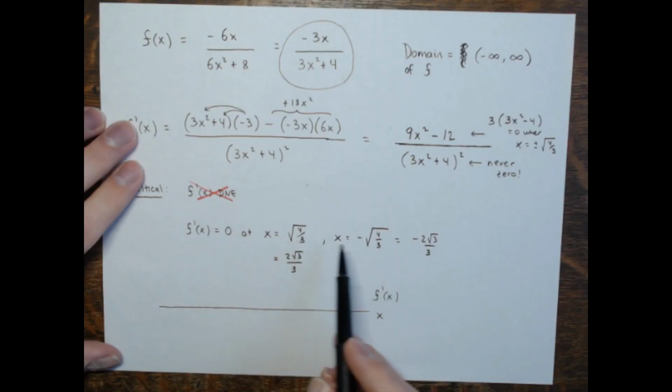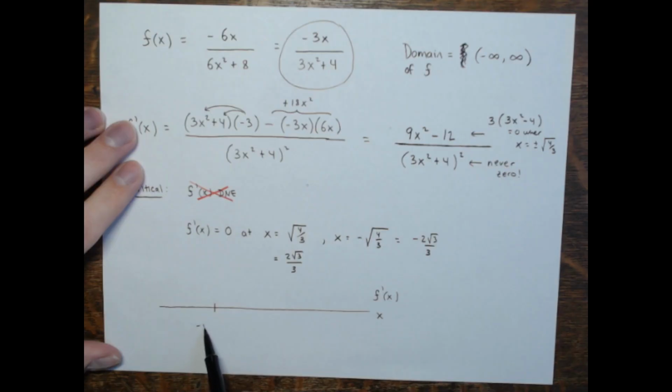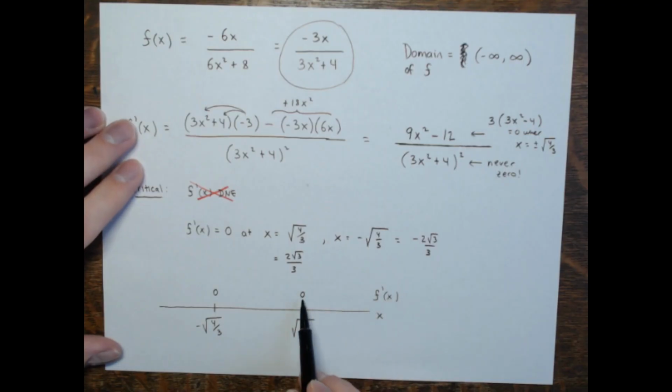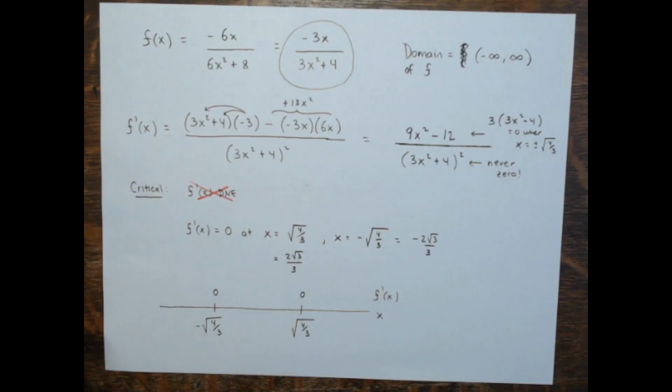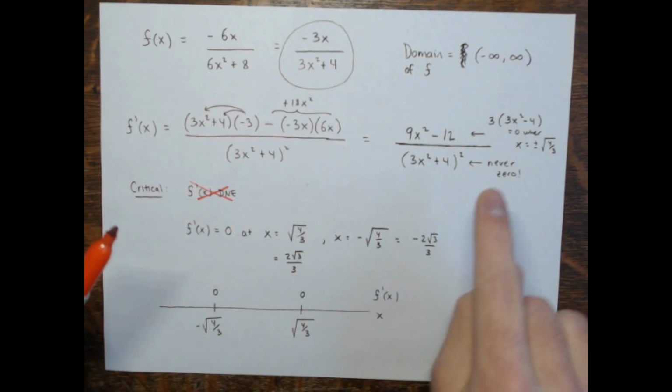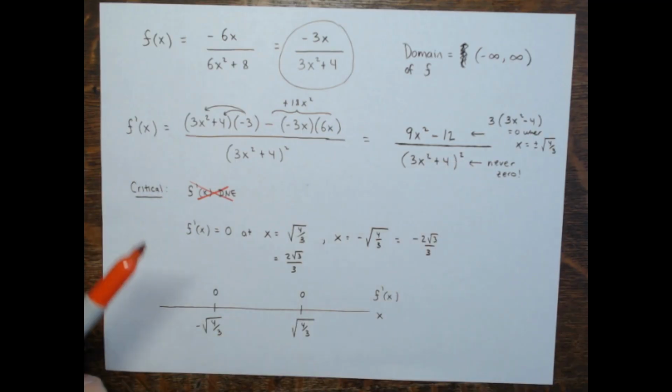And we only have these two critical values: negative square root of 4/3, where the derivative is 0, so f prime is 0 at this value, and positive square root of 4/3, where once again the derivative is 0. Then I'm plugging in values around these to see if the derivative is positive or negative. So again, we're going into the derivative.